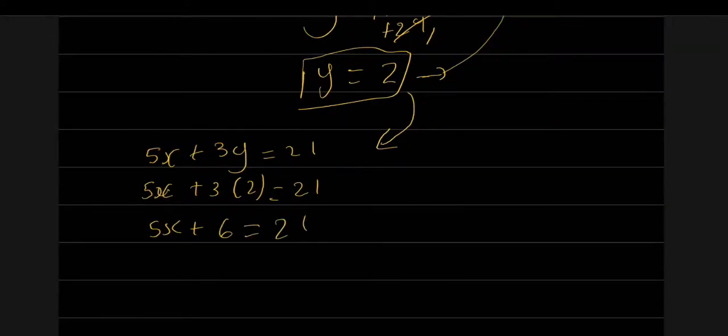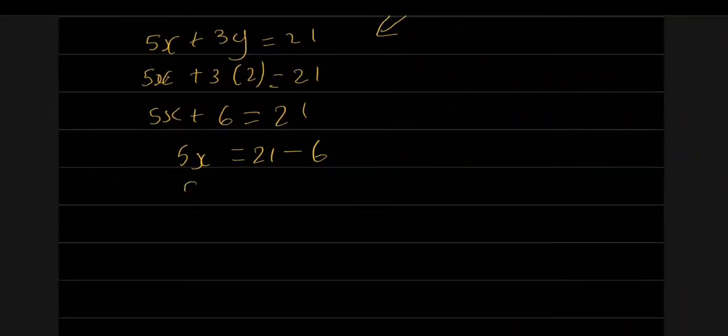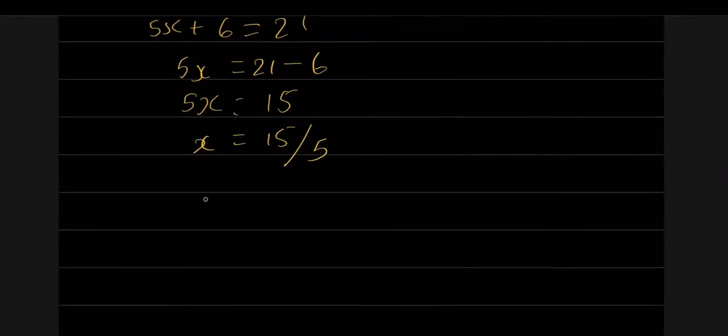Then we solve for the x value. 5x is equal to 21, and the 6 is adding, so we take it over the equal sign and it will subtract. So 5x is equal to 21 subtract 6, that will be 15. The 5 is multiplying, so we take it over and it will divide. So we have 15 divided by 5, and x has a value of 3. So y has a value of 2 and x is equal to 3.